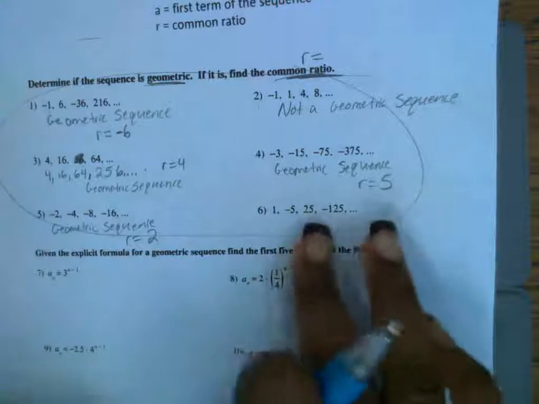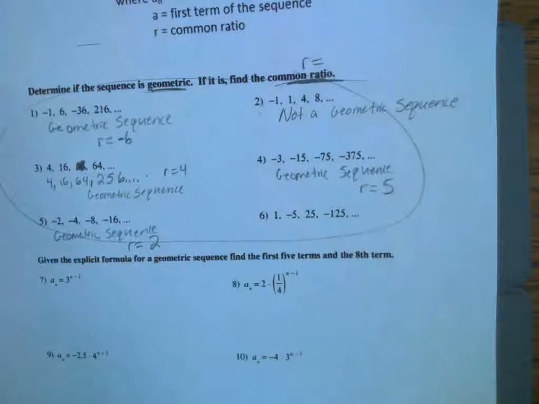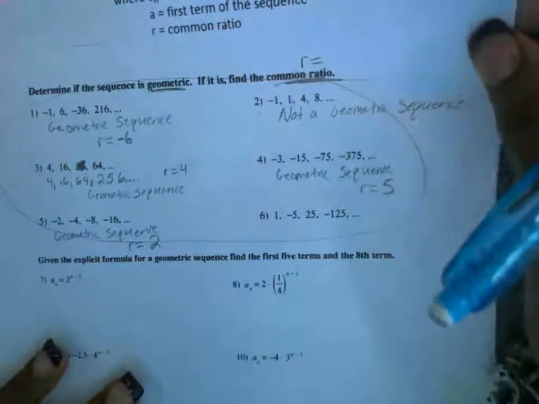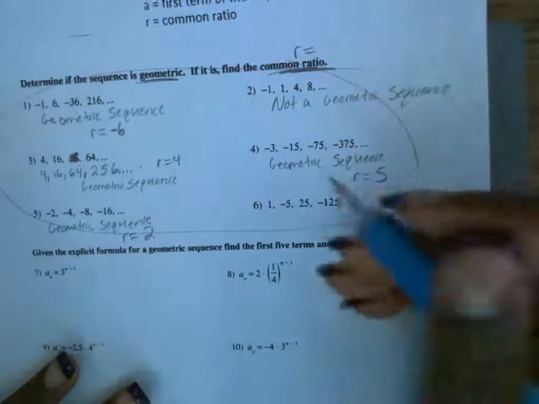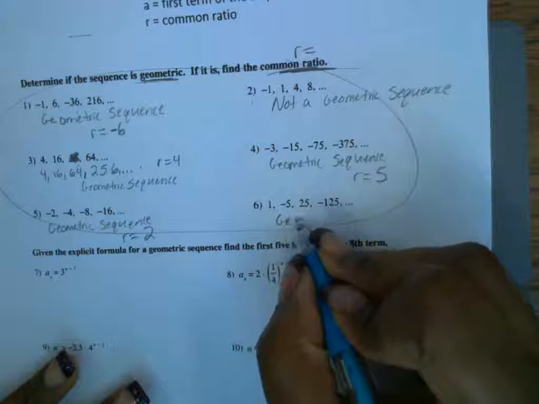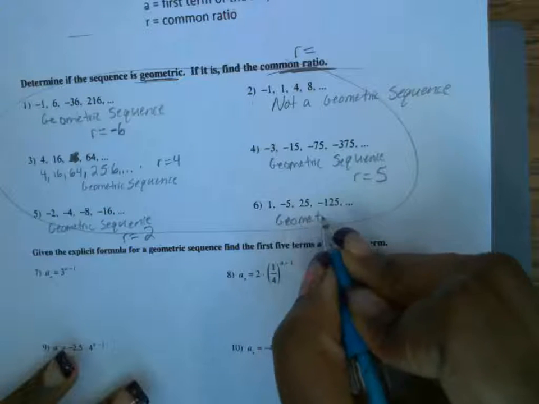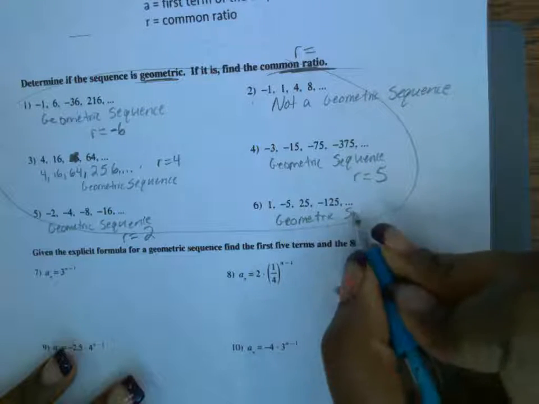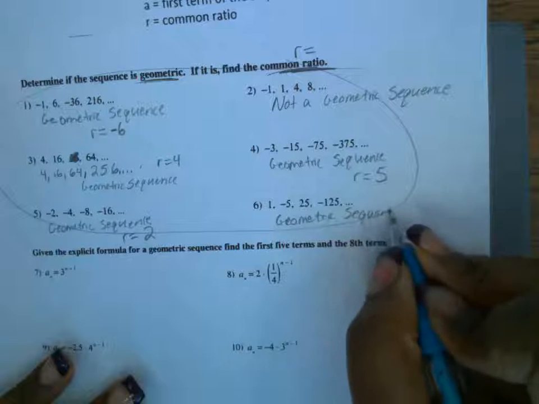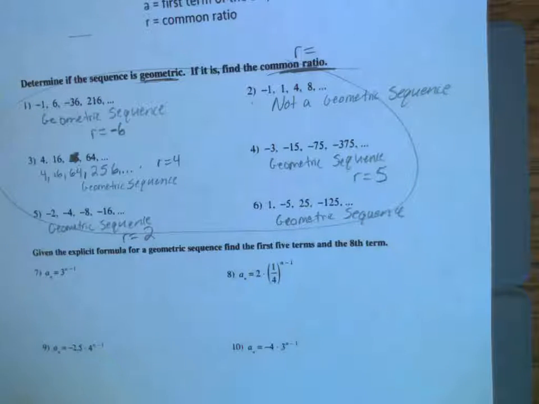All right, so let's look at number 6. Is number 6 a geometric sequence, Michael? Okay, very good. It is a geometric sequence. What is the common ratio for that? Akeem, what do you think the common ratio is?